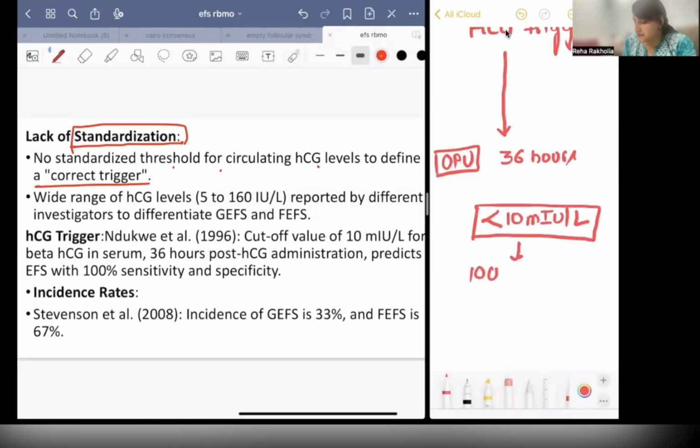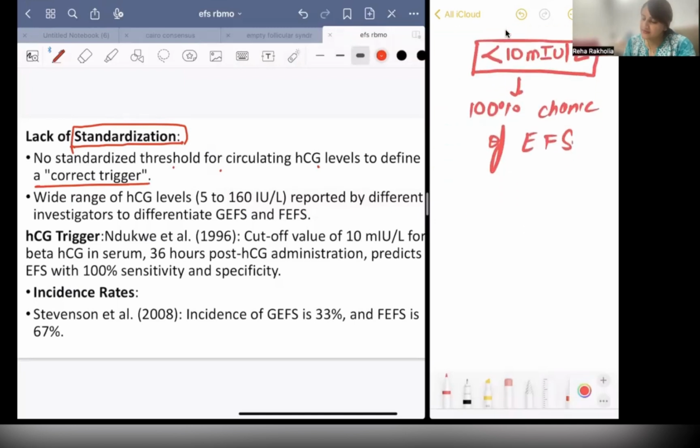it means there is a 100% chance of EFS. Okay, that means the trigger has not worked. There is something wrong with the trigger administration. The trigger administration is not good. Bioavailability, like the cold chain was not maintained, or something is wrong. Etiology, I'll explain later. Okay.